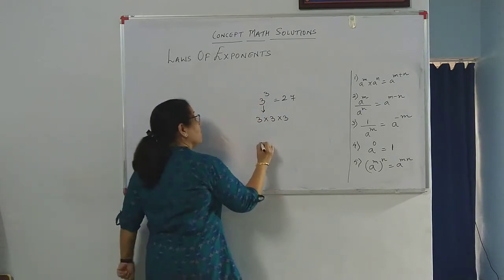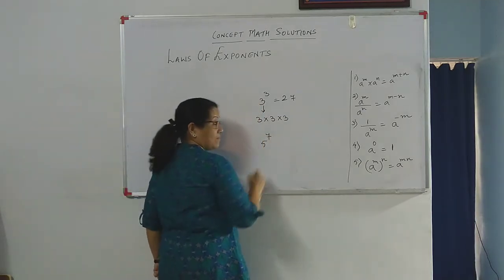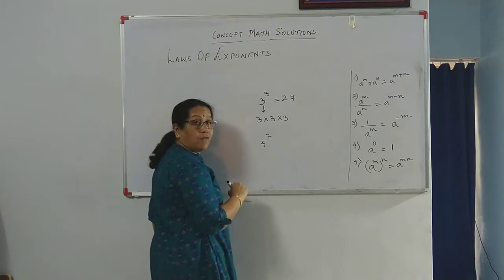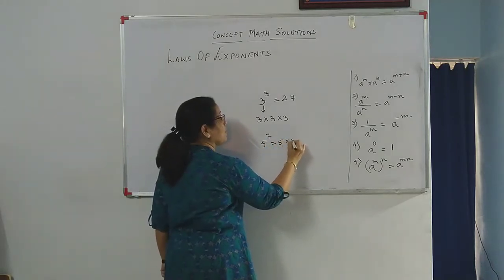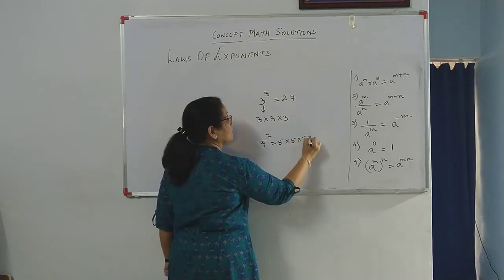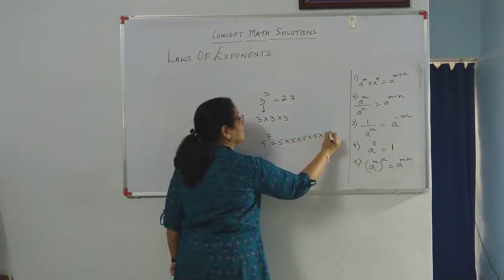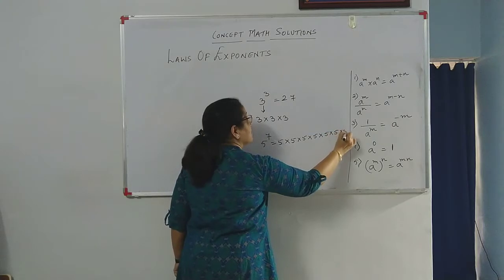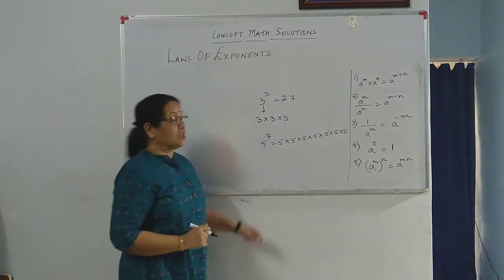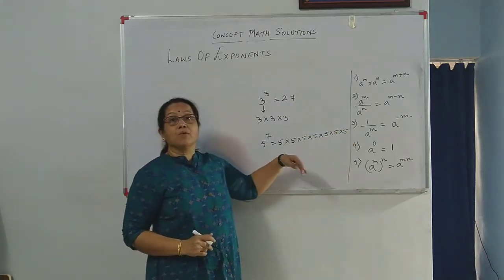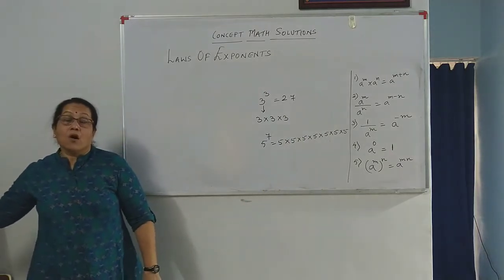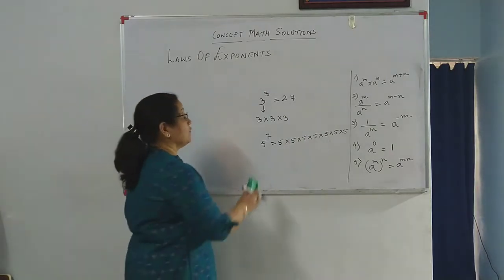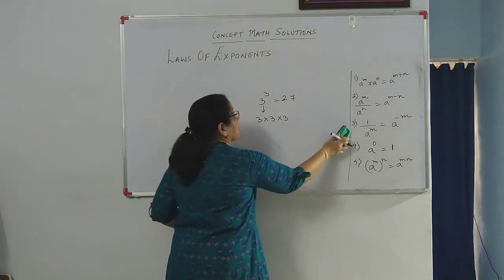Suppose I have 5 to the power 7. Now this is again exponential form. Exponential form can be converted into product form as 5 into 5 into 5, 7 times. You all understand the meaning of exponential form, which can be broken up into product form. So we are going to learn some of the laws of exponents today.